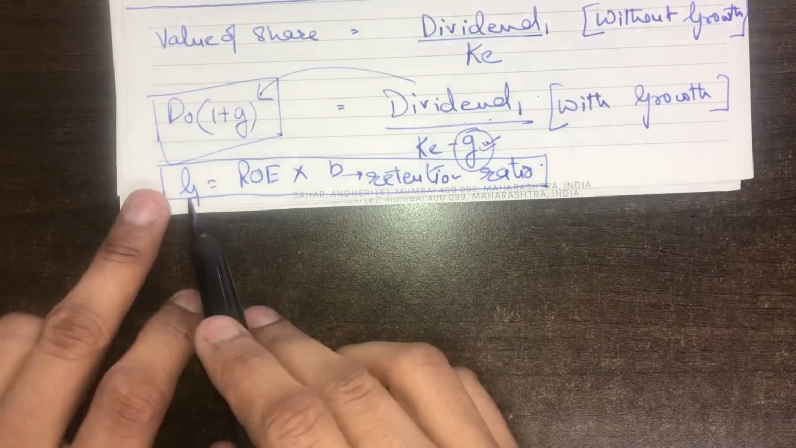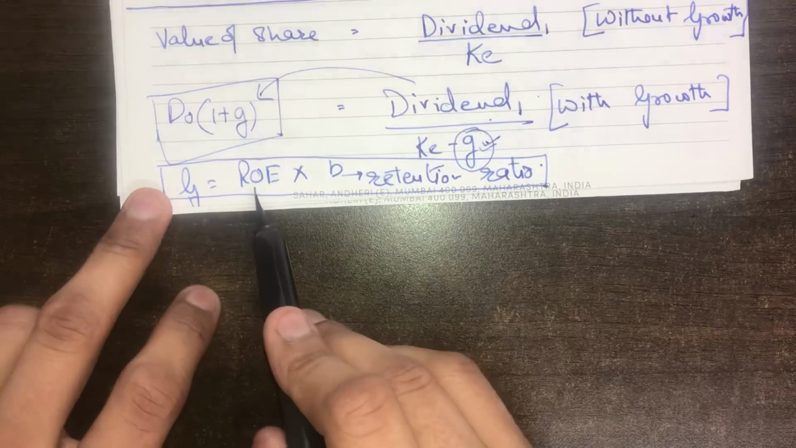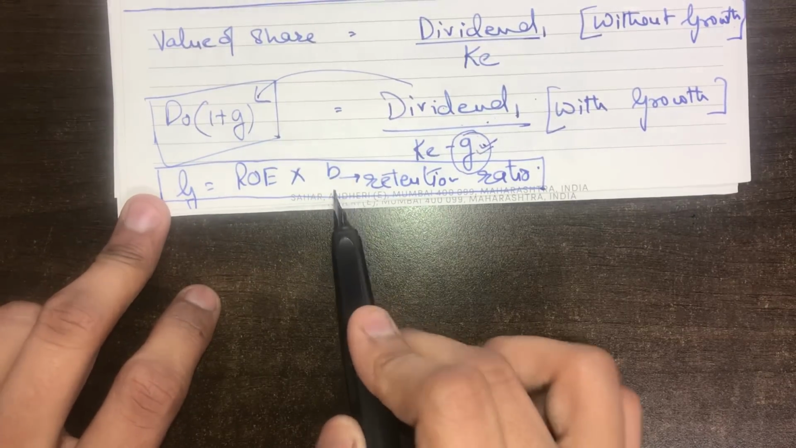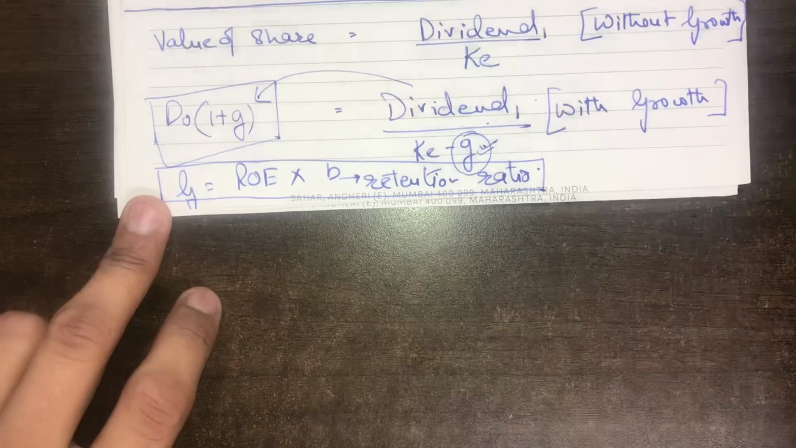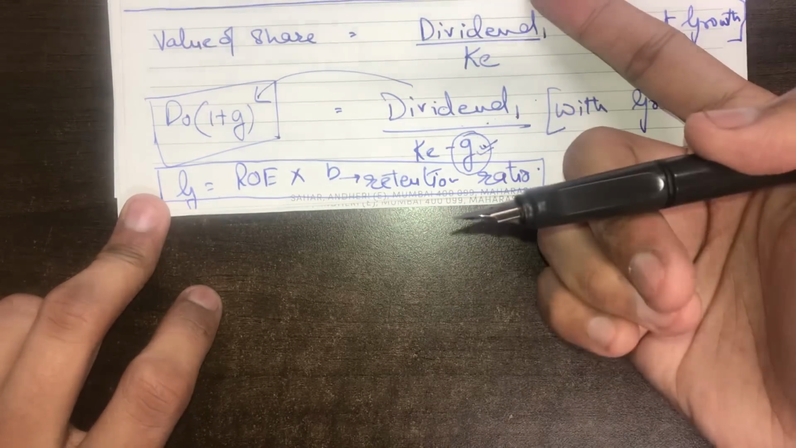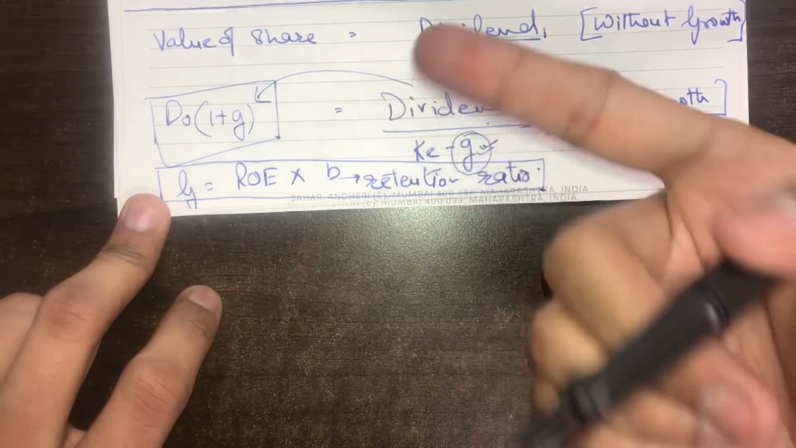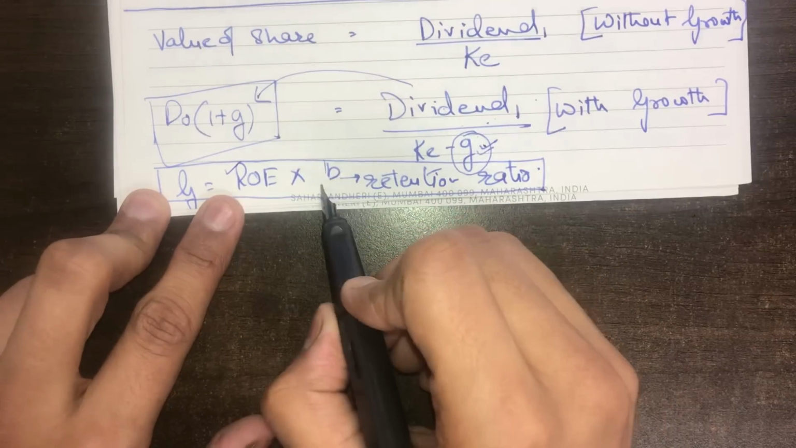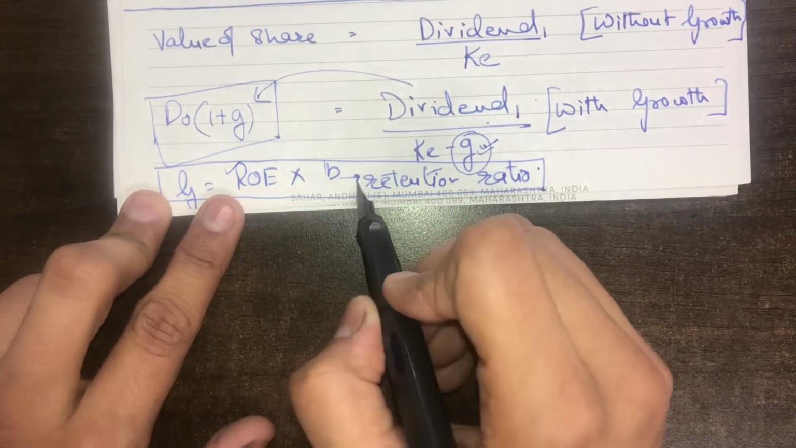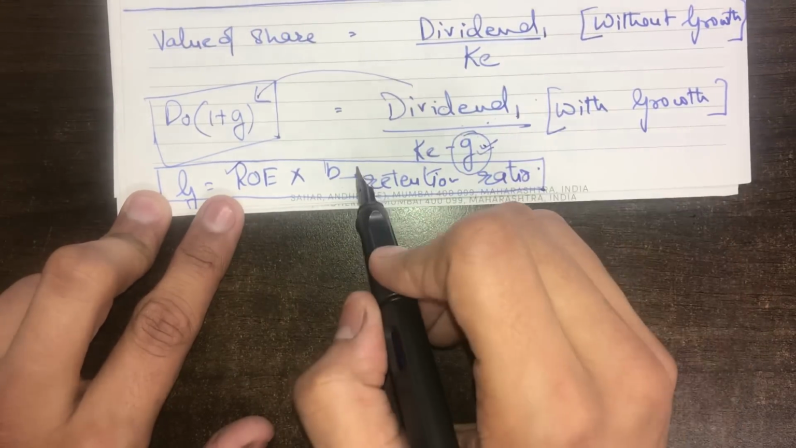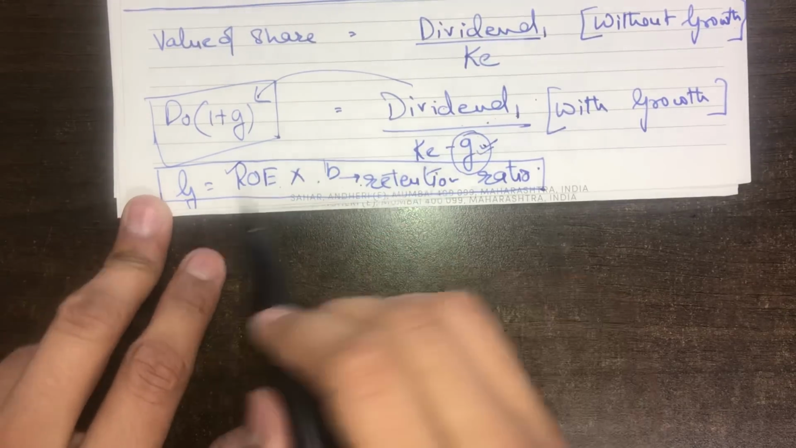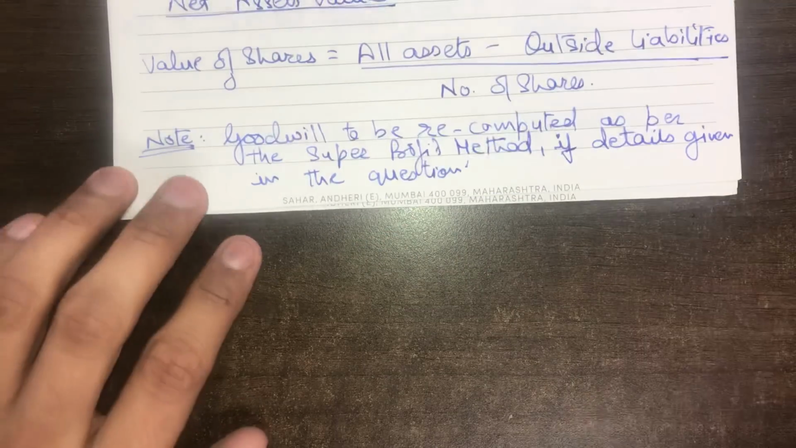Now there is a formula of growth. How to compute growth? The formula is return on equity multiplied by the retention ratio. So growth happens whenever you retain your profits and reinvest them in your business. Reinvestment will yield you the return on equity, and hence the formula of growth is retention ratio, whatever you have retained in your business, multiplied by the return on equity. So this is the formula of growth.